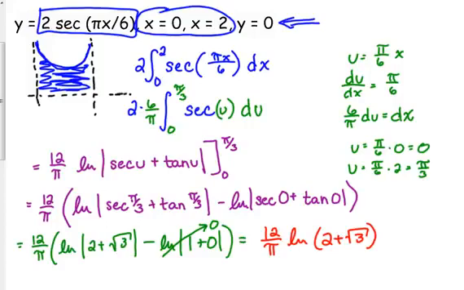And that's it. That is the area under the curve. Now obviously that's a nasty decimal number, but we just leave it in that form. Okay? Not too bad.